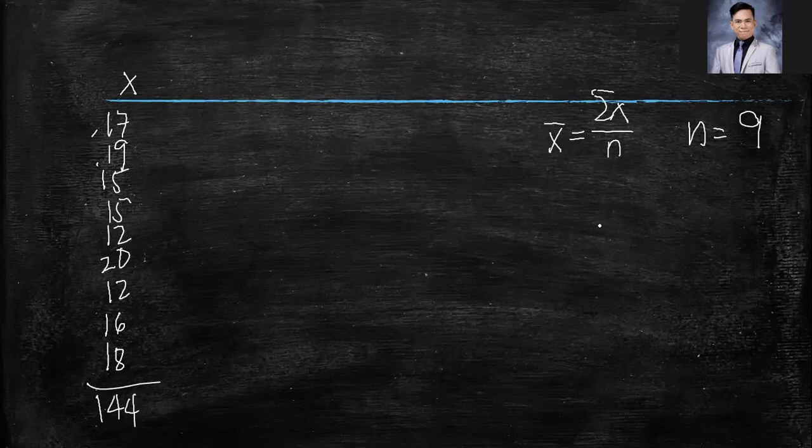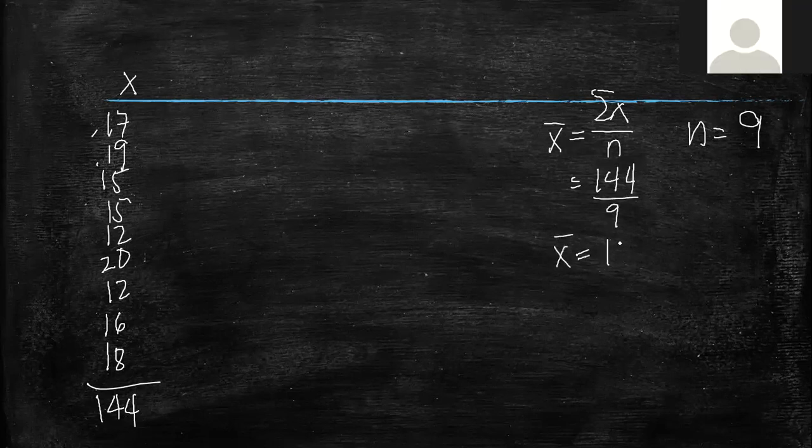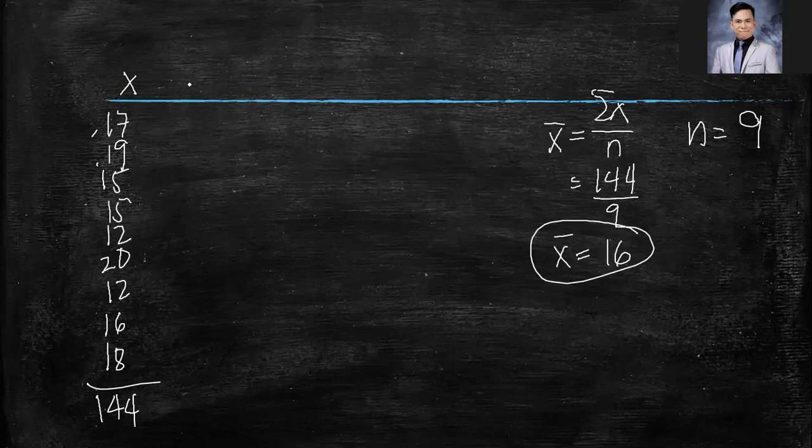Tama ba? Opo, sir. Okay. So 144, kasi yung summation of x divided by 9. So 144 divided by 9 is ilan? 16. Ayan, 16 siya. Okay, next. Dahil nga 16, ayan, ang ating mean.